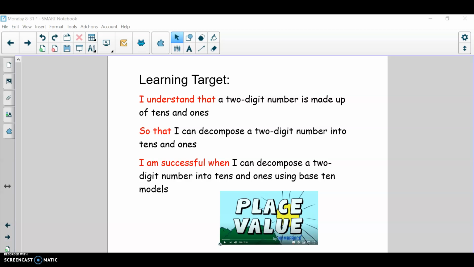Let's do some DJ count. Then we will come back to our presentation. Good job, boys and girls. Now we're going to look at a little video by Number Rock talking about place value.